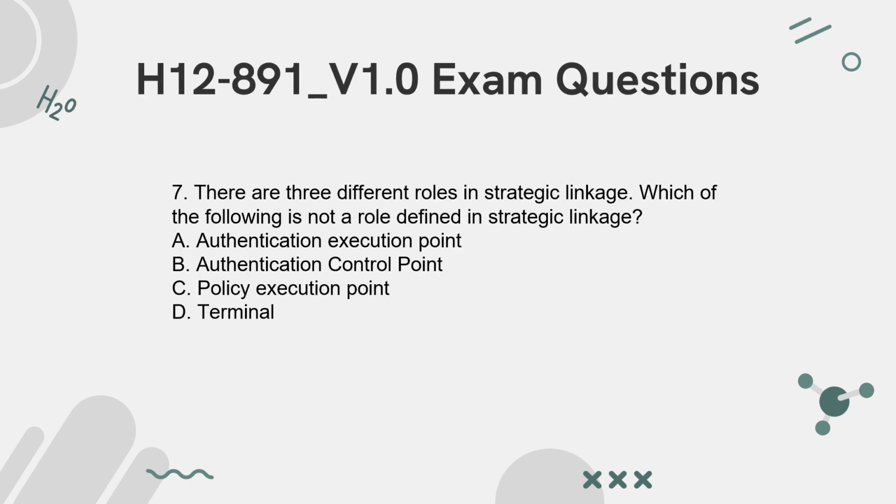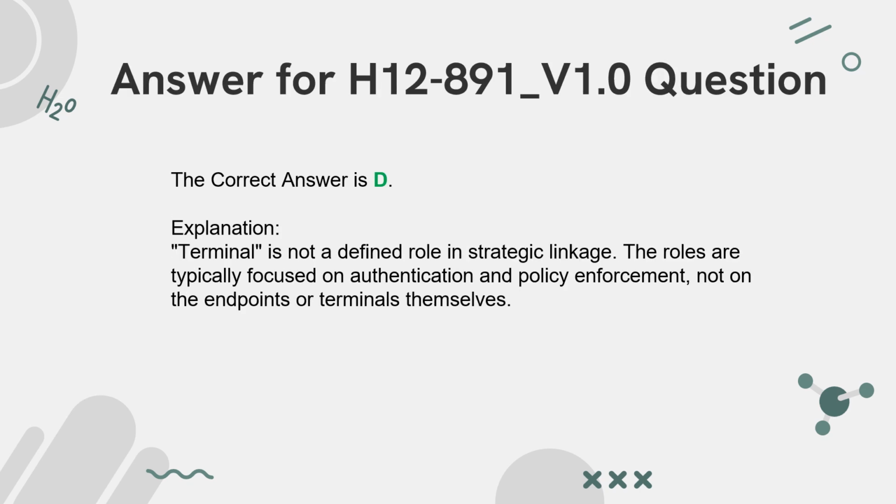There are three different roles in strategic linkage. Which of the following is not a role defined in strategic linkage? A. Authentication execution point. B. Authentication control point. C. Policy execution point. D. Terminal. The correct answer is D.